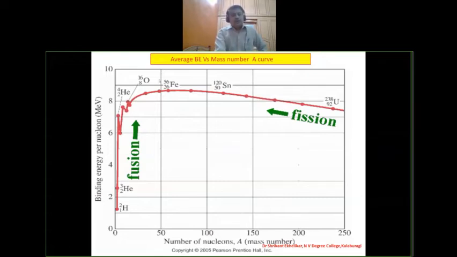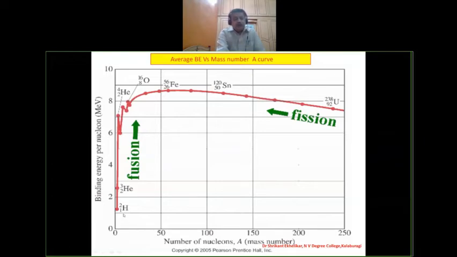So average binding energy per nucleon is along the y axis, and mass number is along the x axis: 0, 1, 2, 3, 4, 50, 100, 150, 200 and 250. So you must be wondering what these are. See, just to understand, from 0 to very small numbers 1, 2, 3, 4.